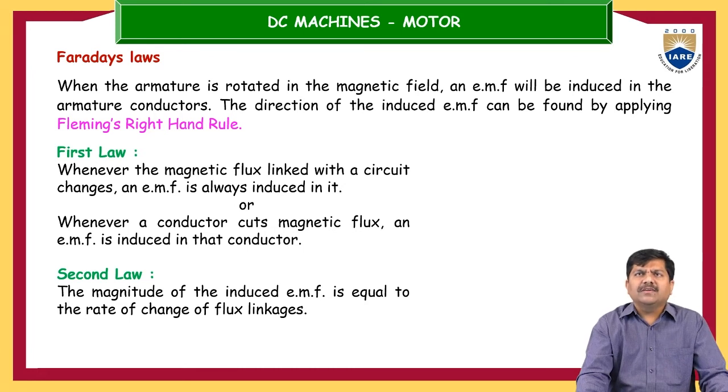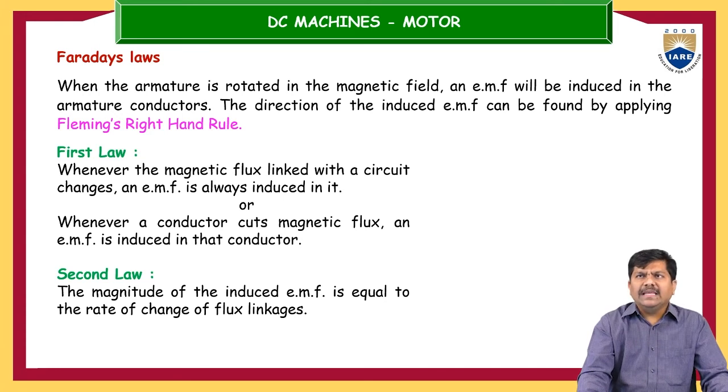So when the armature is rotated, the armature always rotates. This conducting system is rotated in the magnetic field, and induced voltage will be generated in the armature conductors. So electromotive force, which is nothing but EMF, is equivalent to the voltage. This EMF is going to be generated because of the cutting of magnetic flux lines. Whenever that armature conductor or conducting system rotates in the magnetic field, there will be a cutting of magnetic flux. That cutting of magnetic flux will produce some electromotive force.